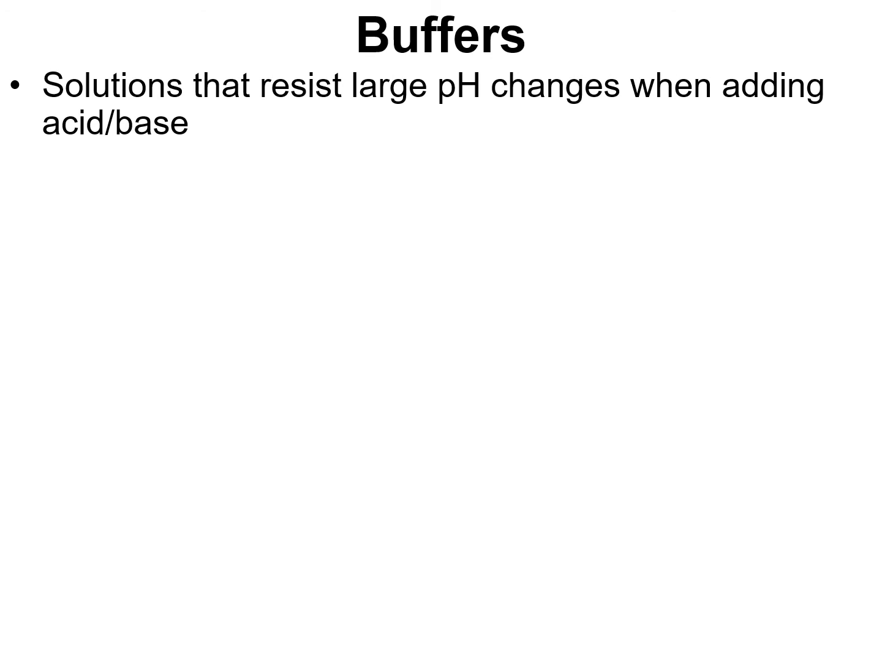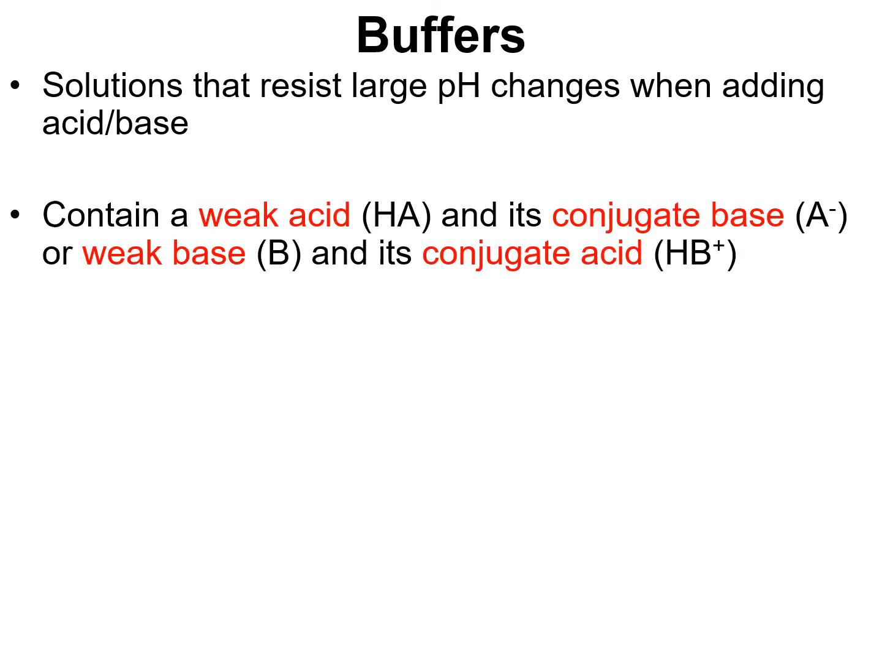The next topic we're going to talk about is buffers. Buffers are really important because these are solutions that resist large pH changes when you start adding any acids or bases. In order to be a buffer, you need to have a weak acid and its conjugate base, or a weak base and its conjugate acid.